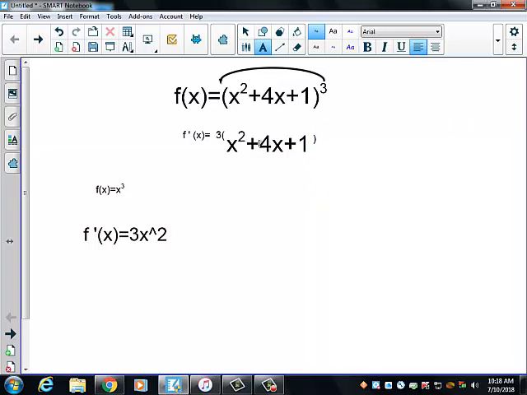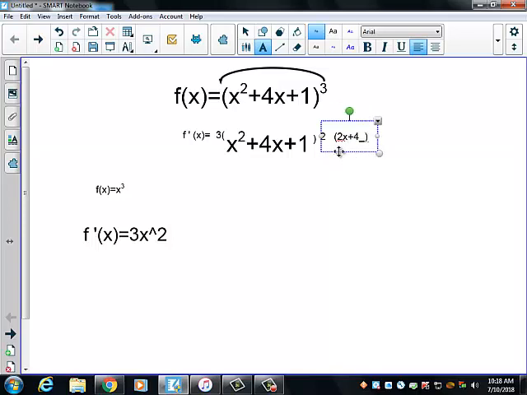All right, so it's going to be 3, all of this, right? And then this number is going to get subtracted by 1, right? So now we're over here somewhere, and we're going to put a 2. All right, so it's 3 times x squared plus 4x plus 1. Then we're going to do the square. But after we do that, we have to multiply by the derivative of the inside. The derivative of the inside is 2x plus 4.